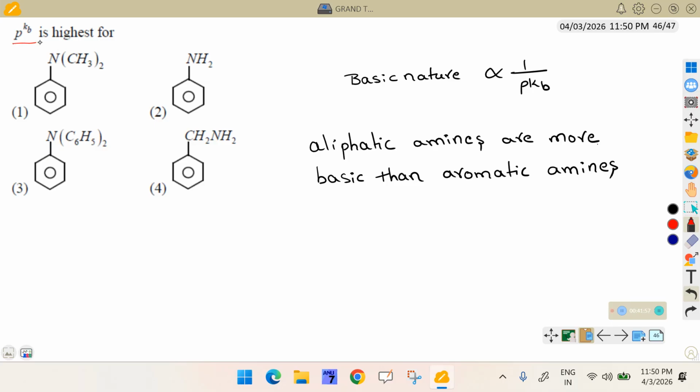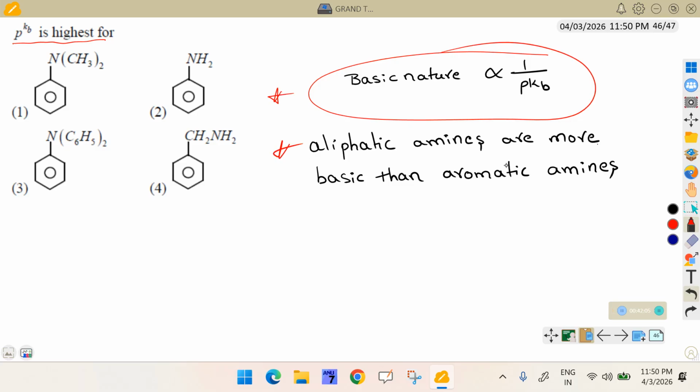pKb is highest for the least basic nature, basicity is inversely proportional to pKb. And one more point, aliphatic amines are more basic than aromatic amines. Less basic amines have more pKb value. More aromatic, less basic, and more pKb value. Third option, because here 1, 2, 3 rings are present. 3 benzene rings are present.